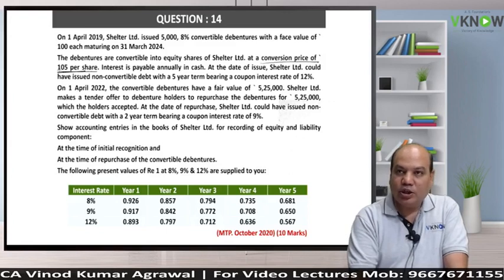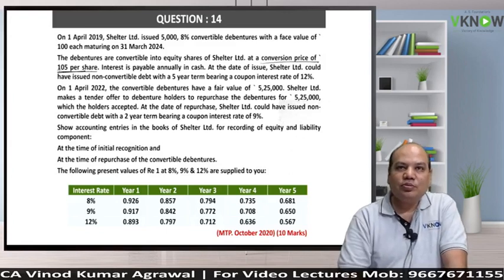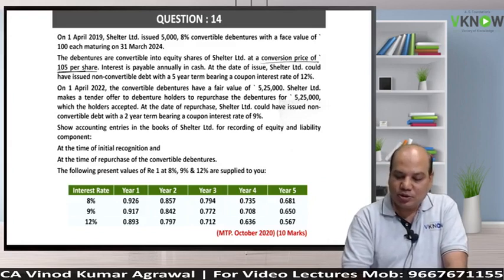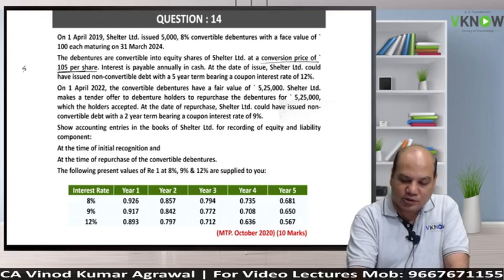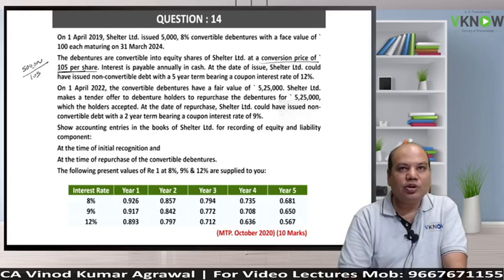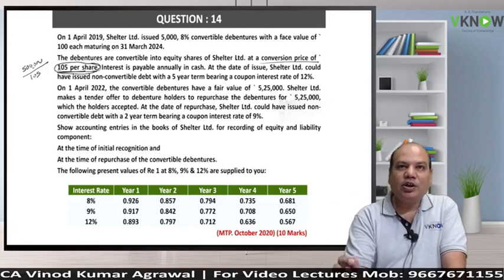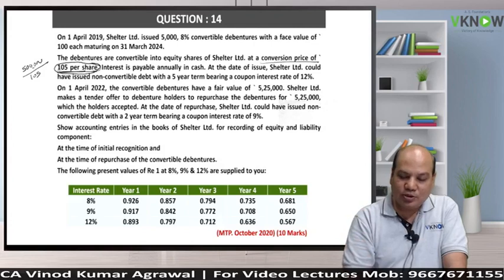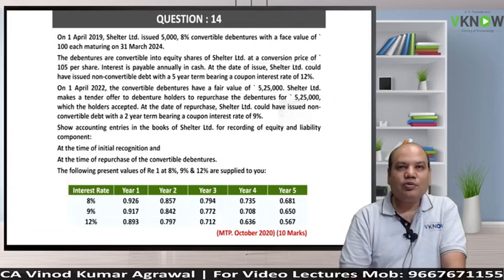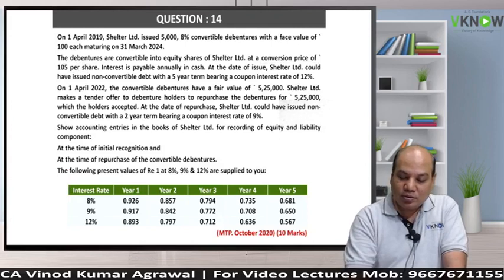This is for calculating the number of shares to be issued. This has no role in our answer. It will be used for calculating the number of shares to be issued, which means suppose they have to pay 5 lakh rupees in this example, for calculating the number of shares to be issued, they will divide by 105. Because you have a query that what is the treatment of this 105? No treatment. This will be just required for calculating the number of shares. Interest is payable annually in cash.